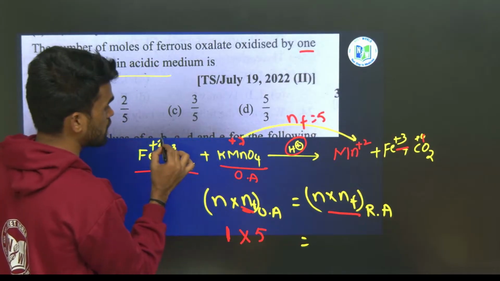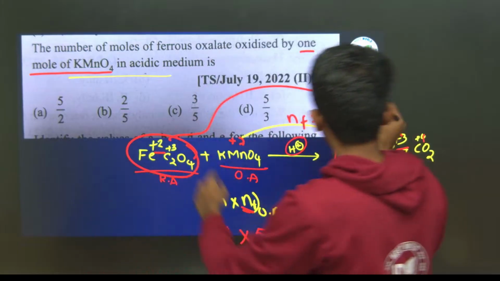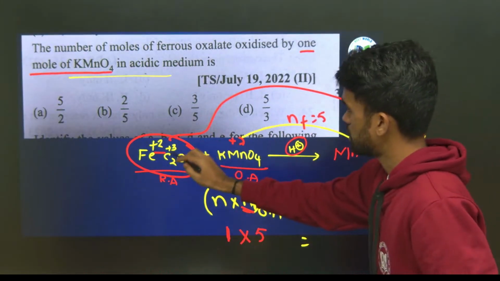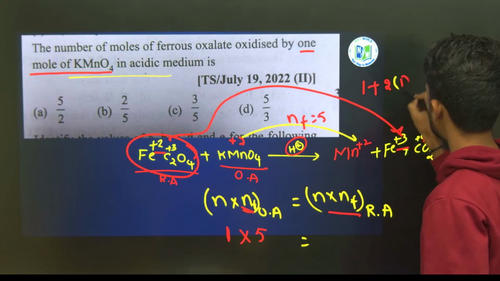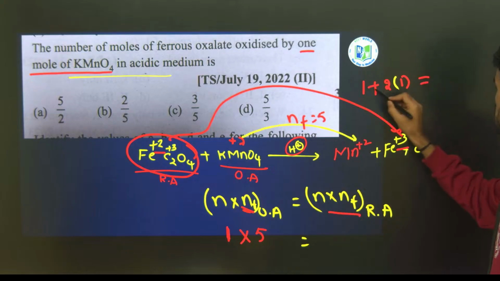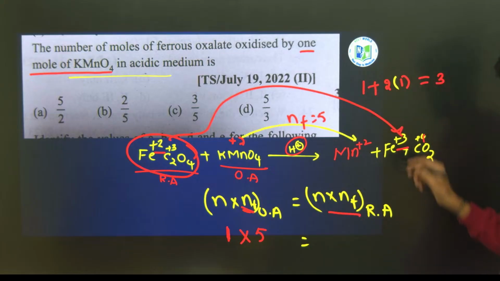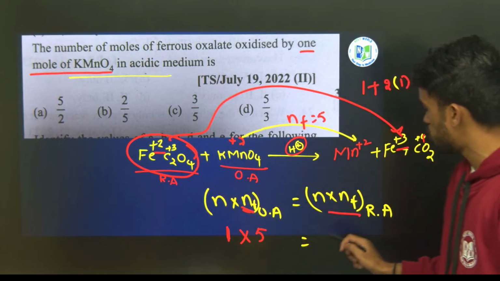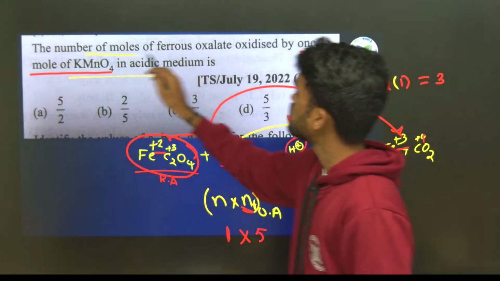The total N factor involved in this process is how much? For iron it is 1, and for carbons, how many carbons are there? 2 carbons, each one is 1 electron. +3 to +4 means 1 electron. Total is 2 plus 1, so I can write 3. So the N factor of this reducing agent is 3. And they are asking the number of moles of ferrous oxalate.